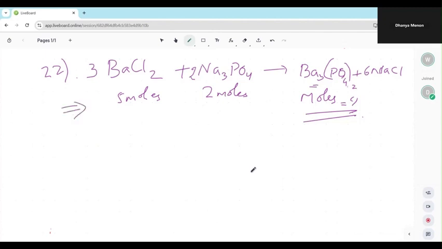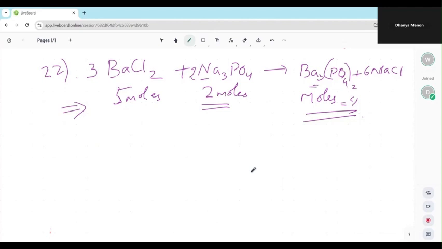If you know the number of moles or even the mass of both the reactants, you can go by the limiting reagent method. In this case, they have made your task a bit easier by giving you the number of moles directly. So 5 moles of barium chloride is reacting with 2 moles of sodium phosphate. Okay. Now, if you know the number of moles, what is the next step for the limiting reagent?